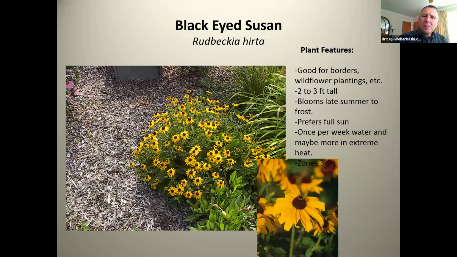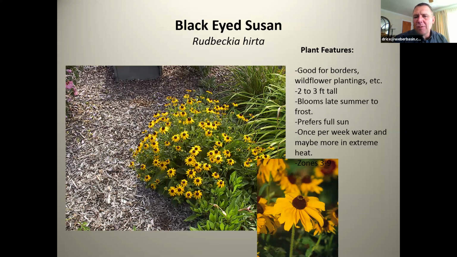So let's get on with Black-Eyed Susan, Rudbeckia, a very good border plant, 2 to 3 feet tall. It's a rhizomatous spreader, so it sends out rhizomes and will continue to spread, but it's easy to control, not aggressive. It needs once-a-week type water. It's zone 3 to 9.